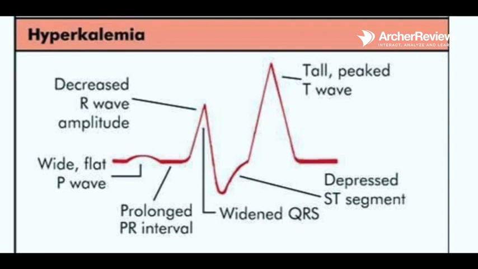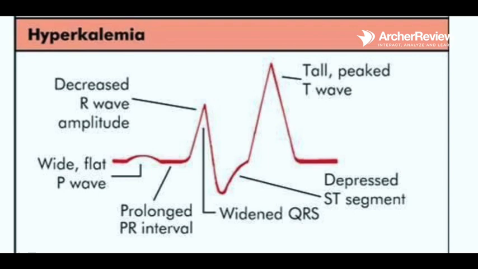Here is another EKG photo just so that you can see each aspect really pointed out well. You see the widening, flattened P wave there first, then the prolonged PR interval, the widened QRS, and the tall peaked T wave. Those are all of the hallmark signs that you want to watch out for.